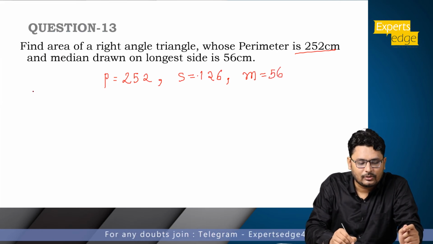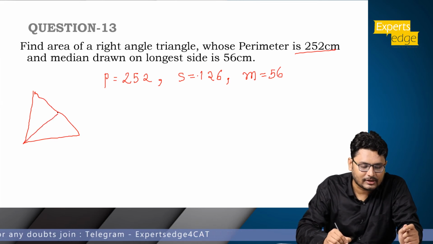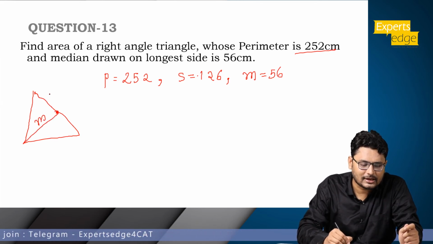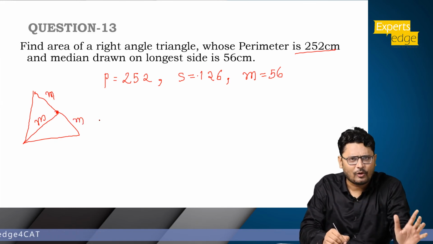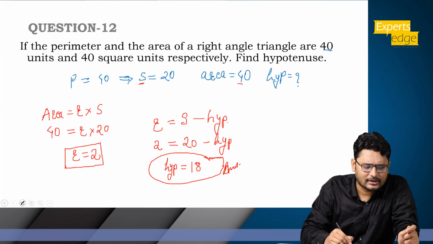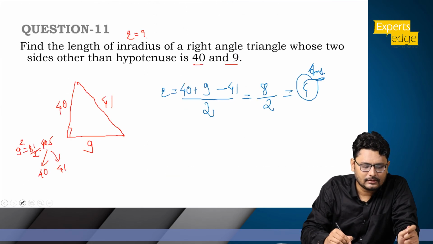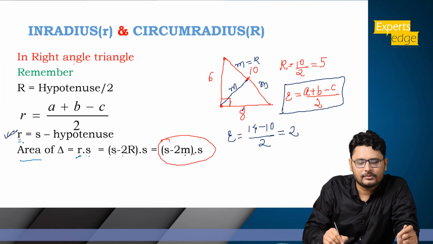So I know that median is nothing but circumradius के इतना होगा, right, on the hypotenuse. So if this is hypotenuse, this is m, this will also be m, and this will also be m. I think we have just seen the formula directly, right? Just let me revise that formula. क्या था? Yeah, this one, right? Semi perimeter minus 2m into s.